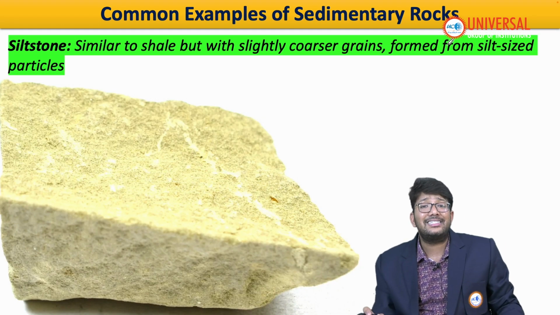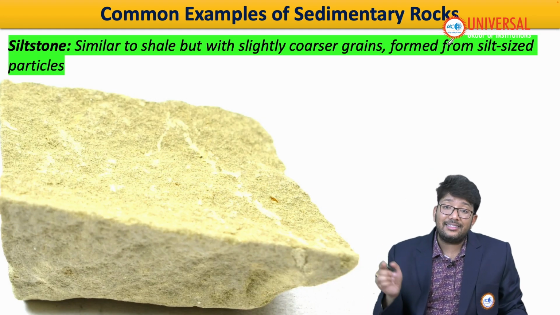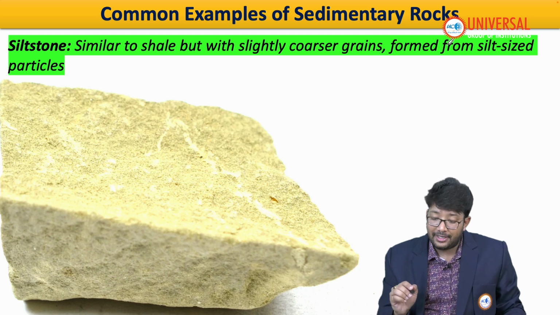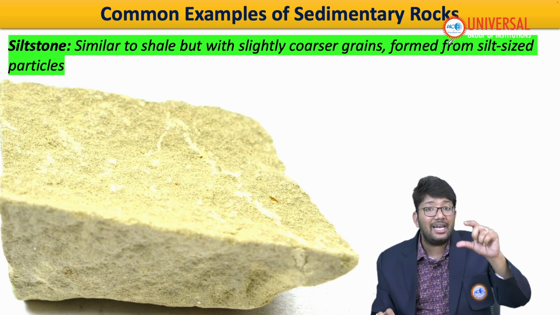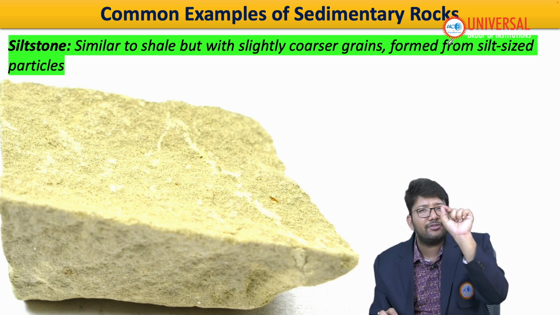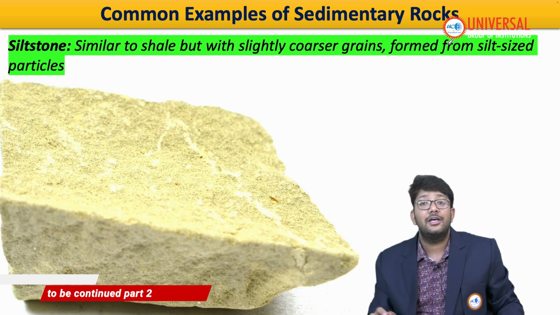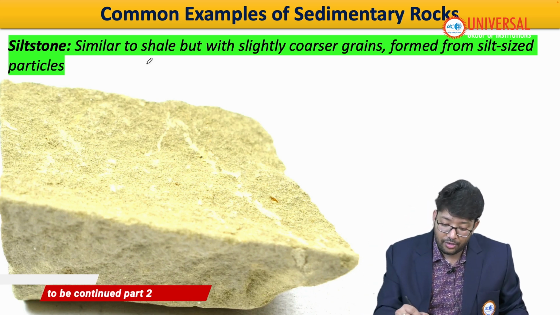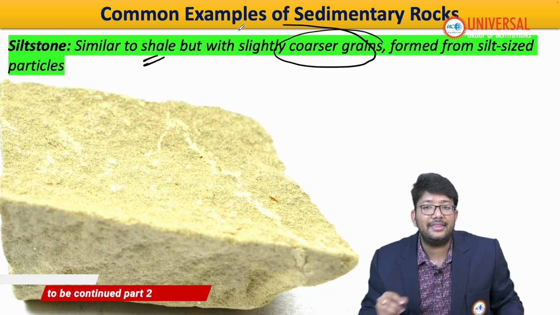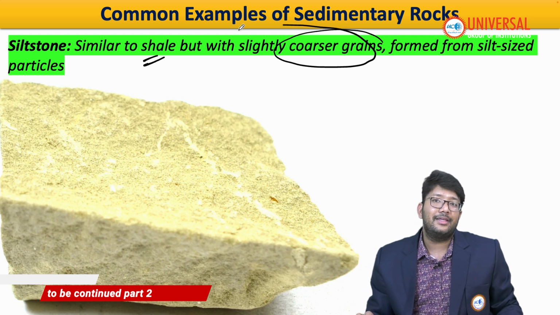And next is siltstone. It is related to shale, but with slightly coarser grain. In shale there were finer grains, meaning very small, minute particles, but this particular rock is made up of coarser grain. That is the difference between shale and siltstone.